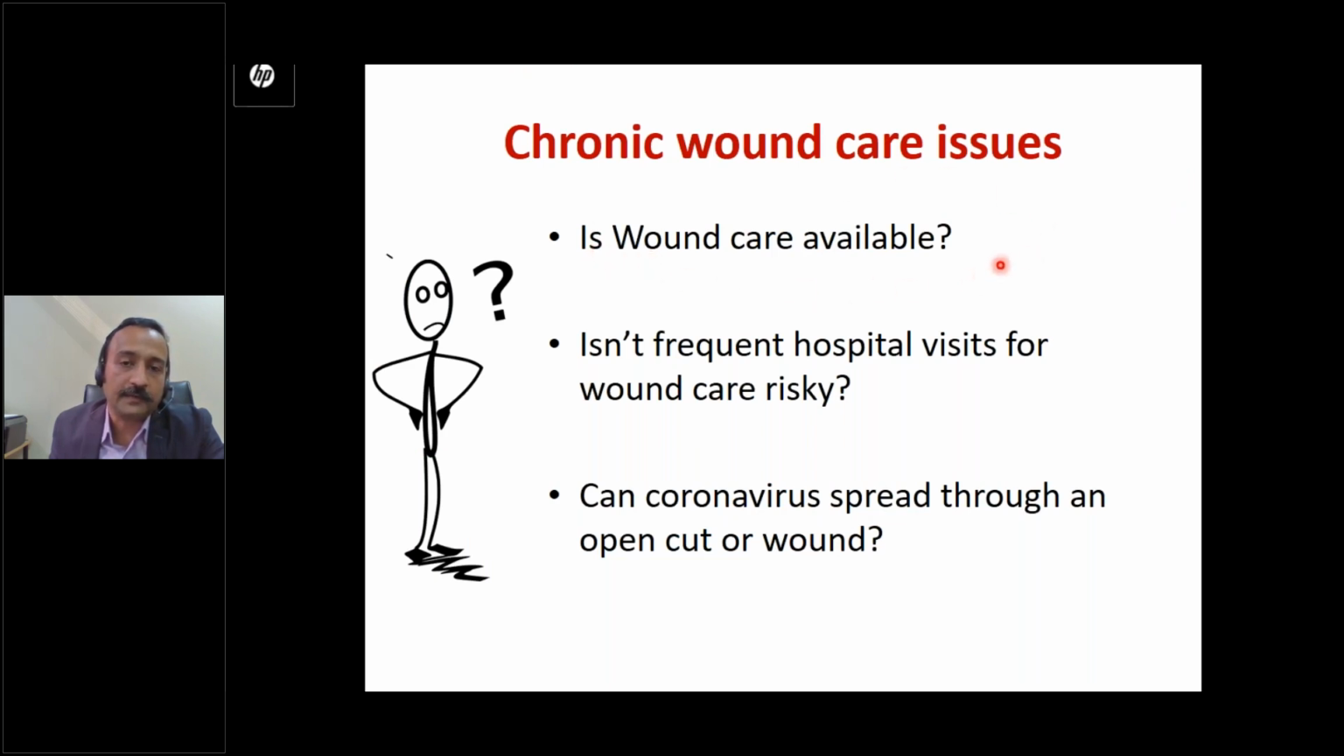So then this creates wound care issues. Is wound care really readily available in the current scenario? The patient might think that because of these diabetic foot dressings, they will have to visit the hospital frequently. Usually it's once a week. And people are scared that if they visit the hospital, they might get COVID. And one important question: since they are doing the dressings, can the floating coronavirus go into the wound and infect? A few questions in the mind of the patient.